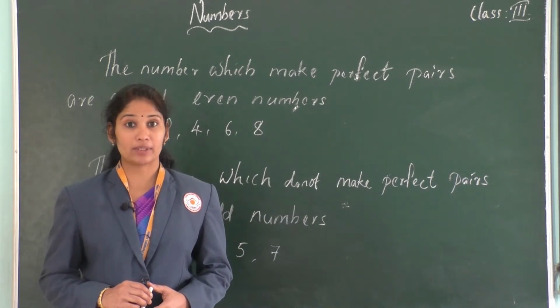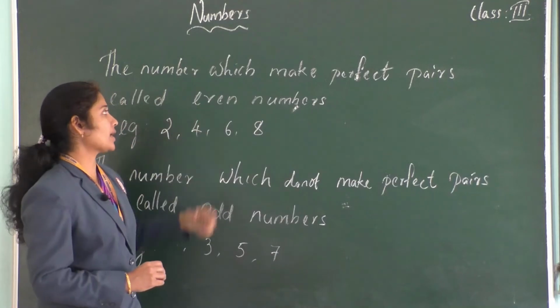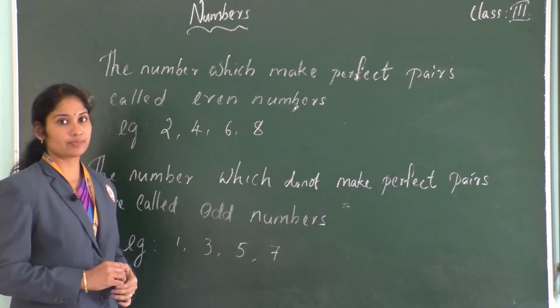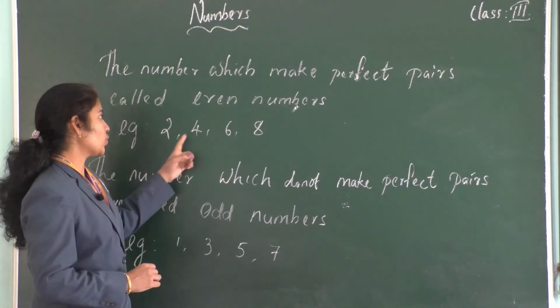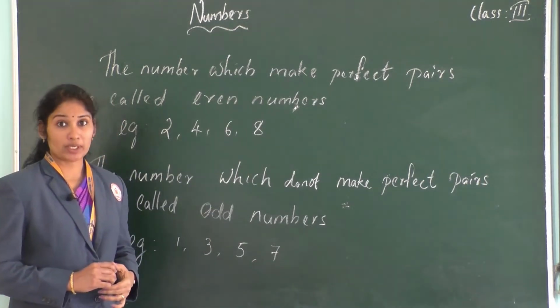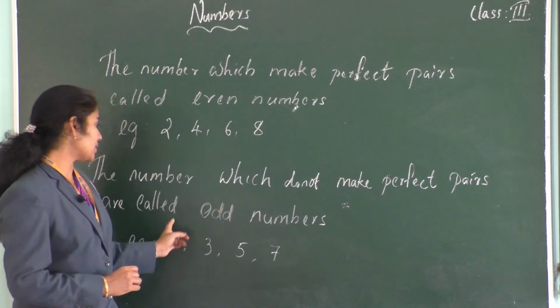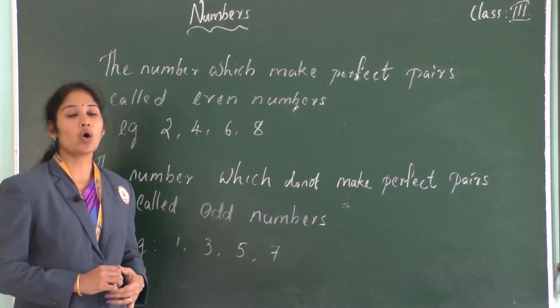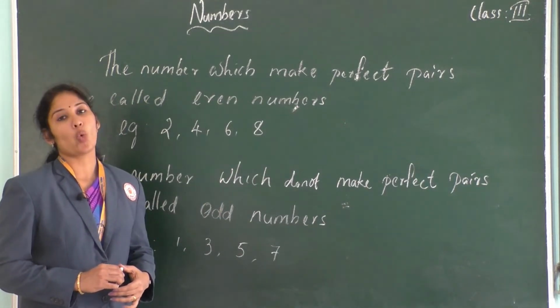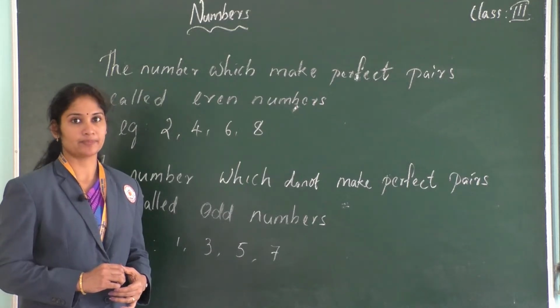What is an even number? The numbers which make perfect pairs are called even numbers. Example: 2, 4, 6, 8. What is an odd number? The numbers which do not make perfect pairs are called odd numbers. Example: 1, 3, 5, 7, etc.